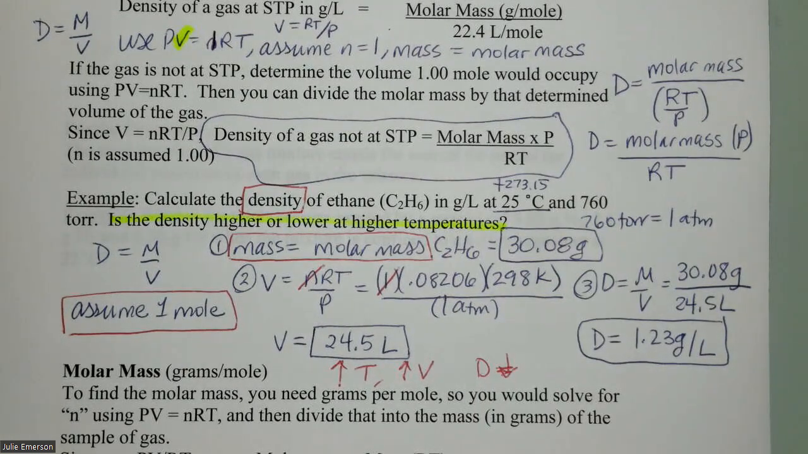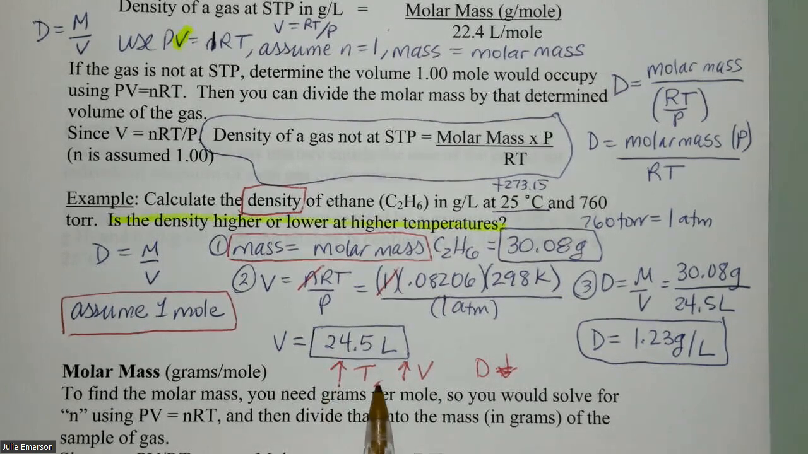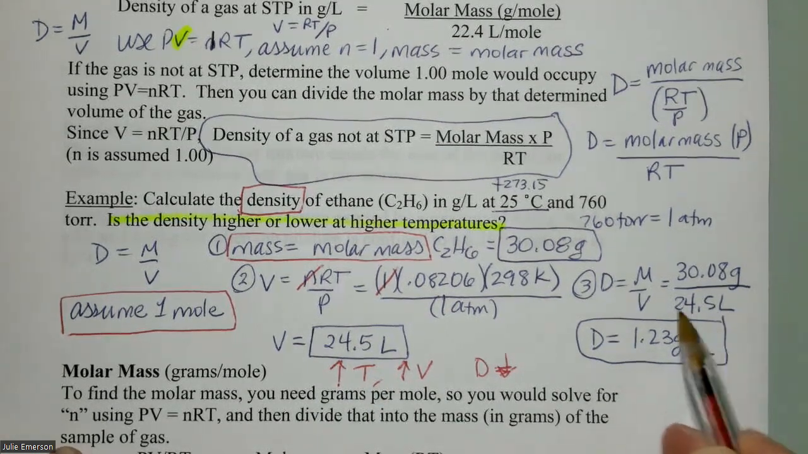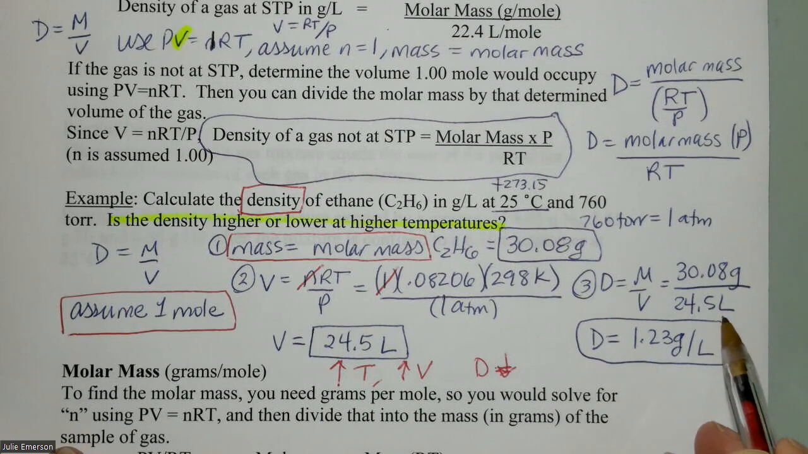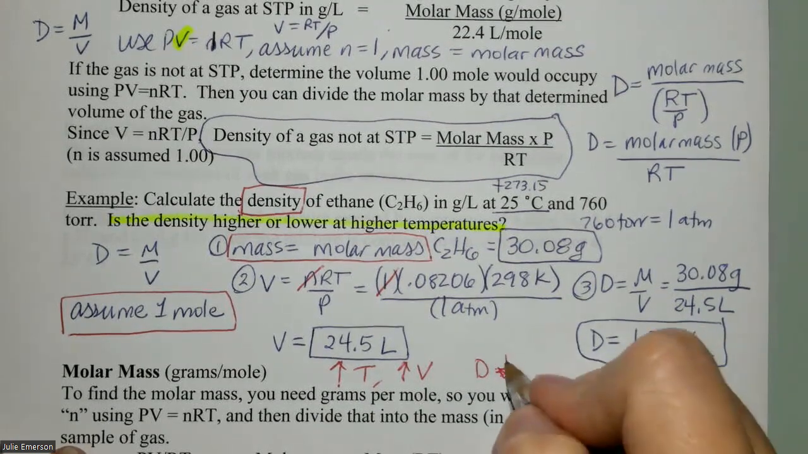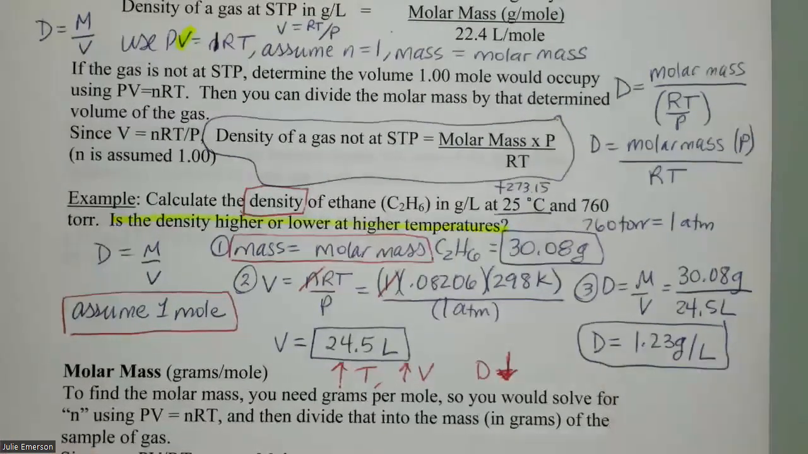And the way I kind of thought about that was, if you're heating the gas, it's going to expand, which means you're going to have even more empty space. And so your density would drop. But it's really coming from that relationship that if you increase temperature, volume goes up. If your volume in the denominator is going up, that means your density should be going down. All right, so density would be lower at higher temperatures.